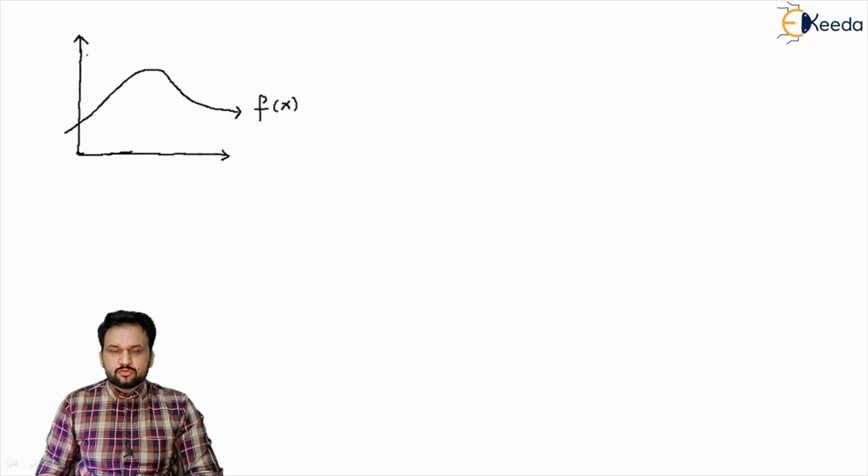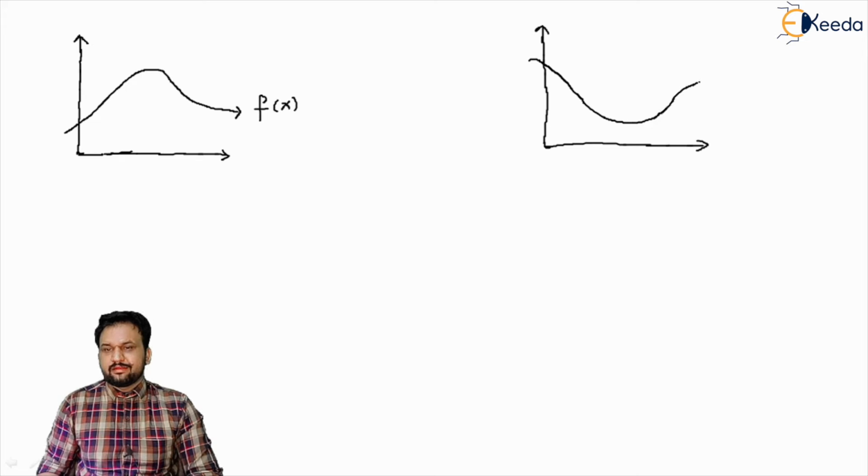Let's see, if you have a function and it has a point of maxima, a point where the function gives a maximum value. And somewhere else the function gives a minimum value, acting like that, f of x.